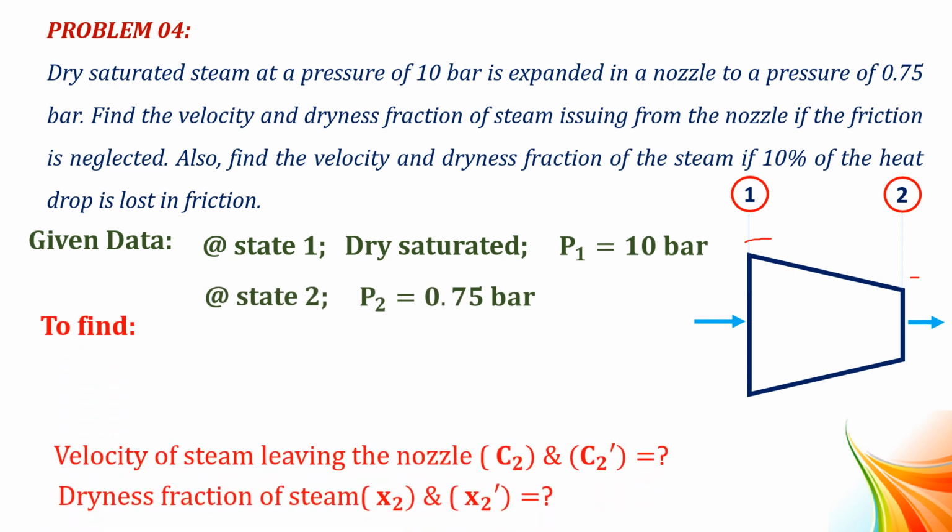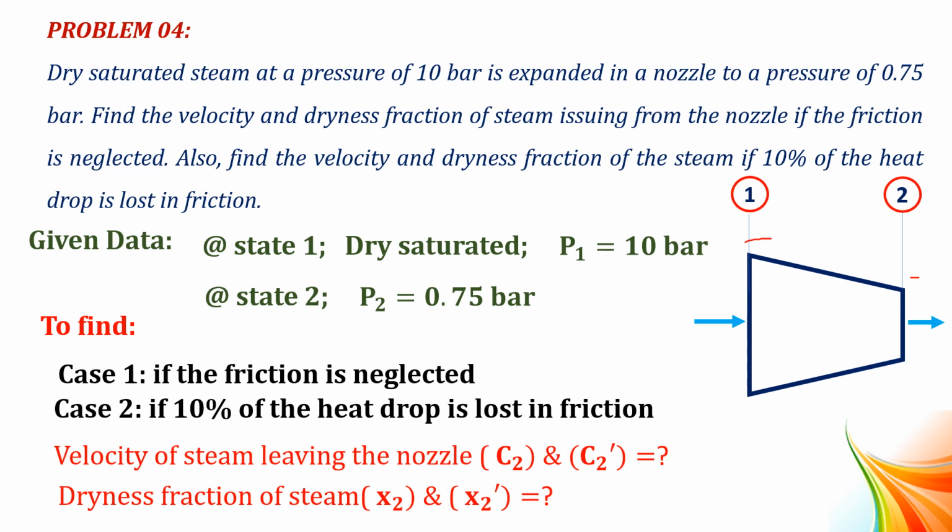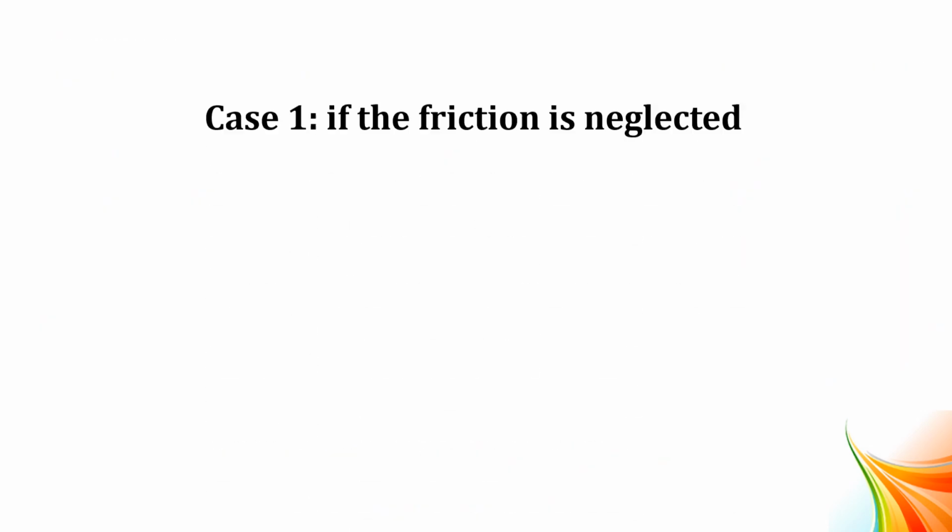So this is the thing we have to understand. Here the pressure is 10 bar, here the pressure is 0.75 bar. We have to find the velocity of steam leaving the nozzle, C2 and C2 dash, that is without friction and with friction. Also the dryness fraction with friction and without friction. So there are two cases here we have to deal with. Case 1 is friction is neglected. Case 2 is 10% heat drop due to friction.